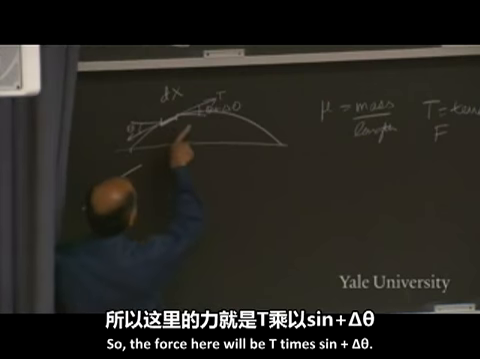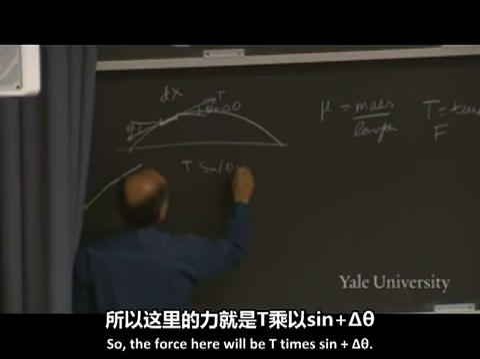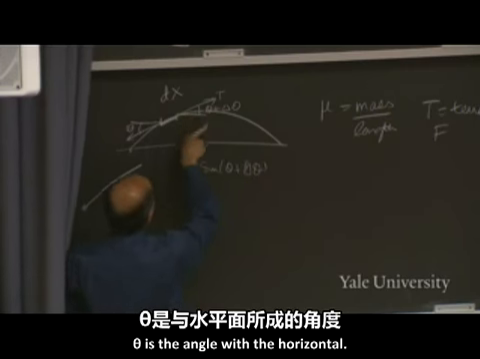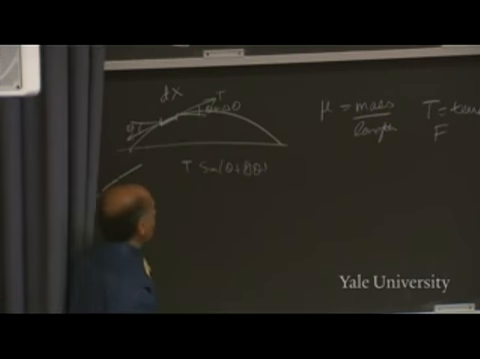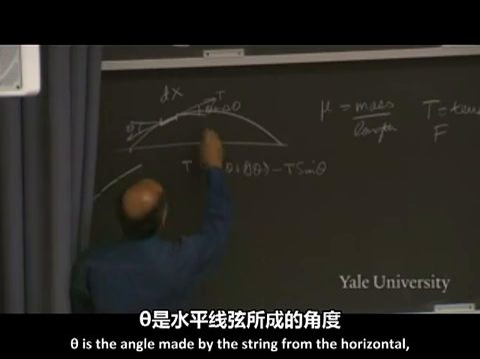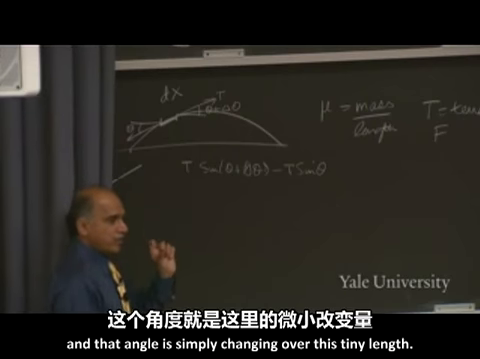The force here will be T times sine of theta plus delta theta. Theta is the angle with the horizontal. And the force on the other side will be T times sine theta. Theta is the angle made by the string from the horizontal, and that angle itself is changing over this tiny length.